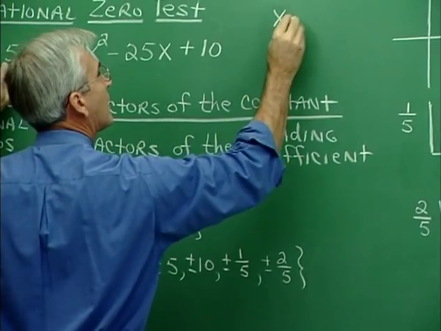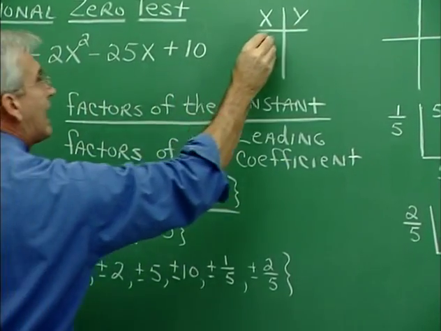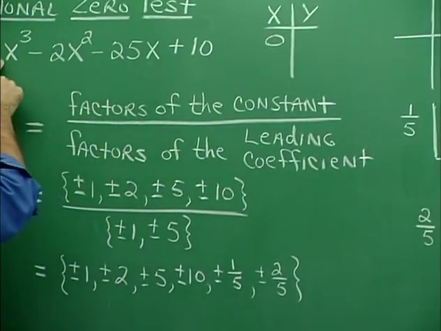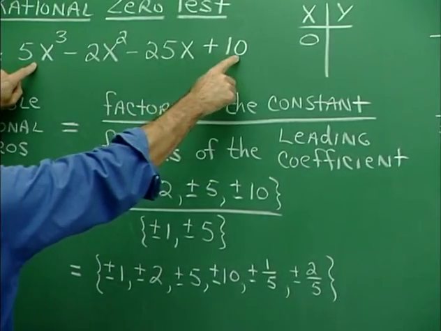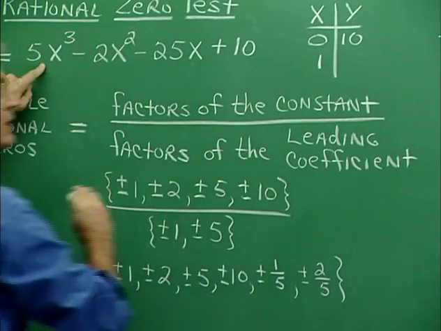We're going to just start with x and y pairs, and let's just say x is 0. Now, if x is 0, all of these terms go out and we have 10. So when x is 0, y is 10. Now, what about when x is 1?